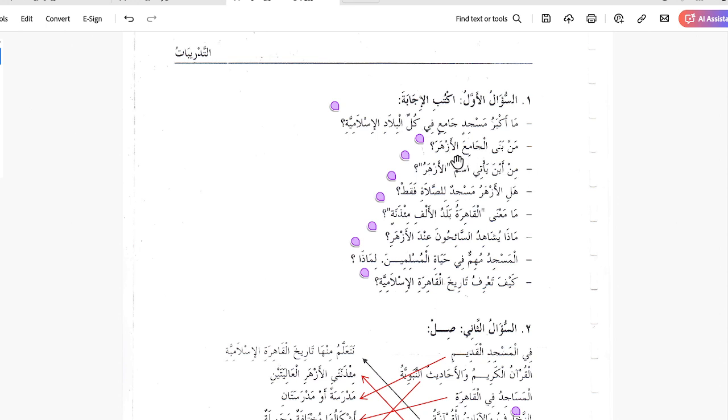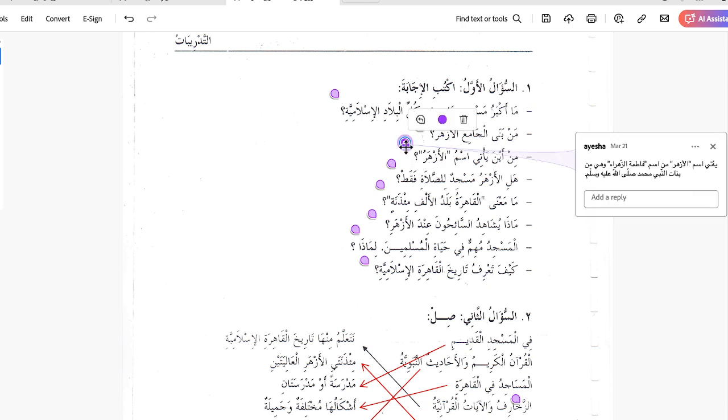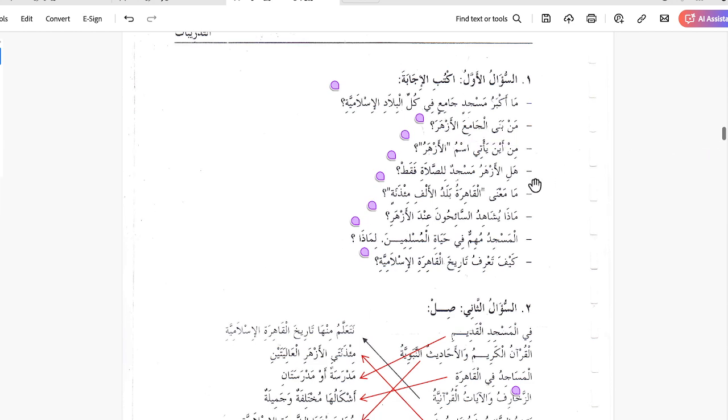Man bana al-Jami al-Azhari, we know Fatimids, they built it. So bana al-Fatimiyuna al-Jami al-Azhar. Min aina yati ismul azhar, from where the name Azhar comes. We know it comes from Fatima Zuhra. Yati ismul azhar min ismu Fatima Zuhra wa hiya min banatin Nabi Muhammad sallallahu alaihi wasallam, she was the daughter of Muhammad sallallahu alaihi wasallam.